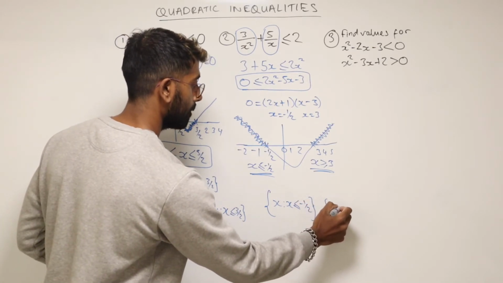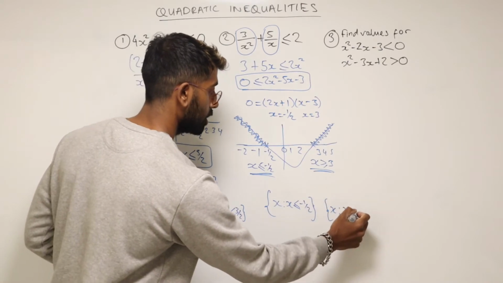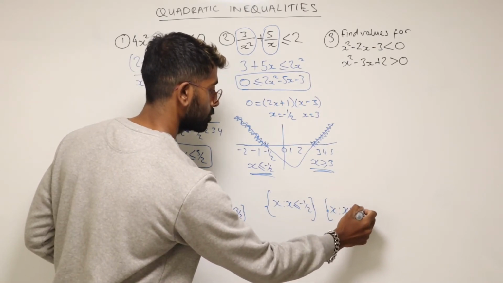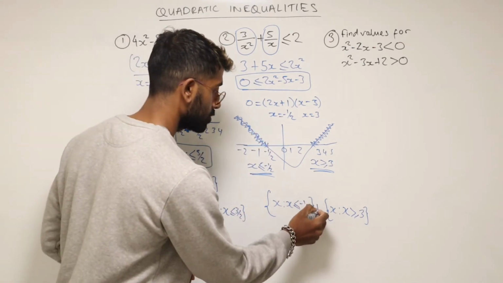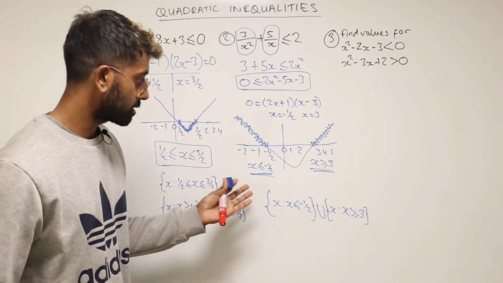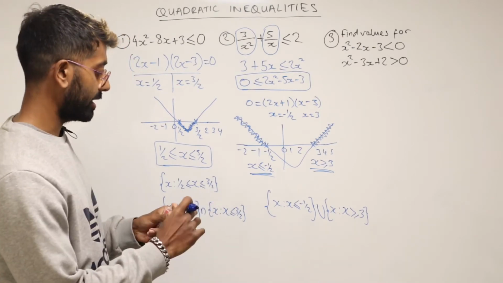And then we've also got x values which are greater than or equal to 3. But because there's no intersection between the values, what we want to use is a union symbol like this. So that's how we could give that one there.